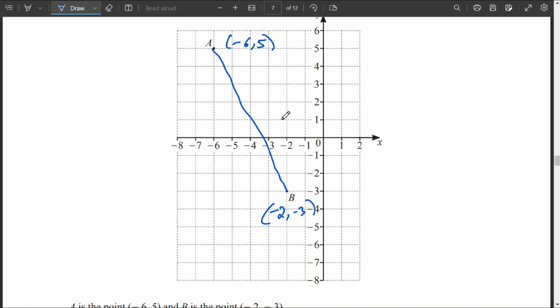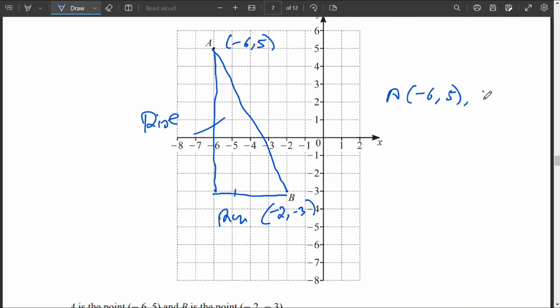So you can find the slope. You can find the slope by joining these, and you know this is rise, this one is rise, and you do rise by run. Okay, you can find the slope. But what I am doing over here is I am using the formula. So see, A is minus 6, 5, and B is minus 2, minus 3, taking this as x1, y1, x2, y2.